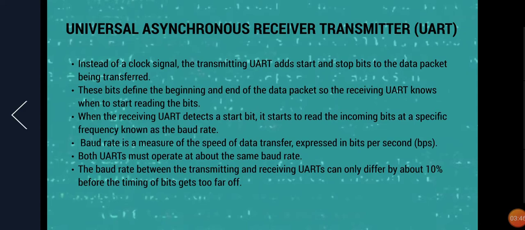These bits define the beginning and end of the data packet, so the receiving UART knows when to start and stop. When the receiving UART detects a start bit, it starts to read the incoming bits at a specific frequency known as baud rate. Baud rate is a measure of speed of data transfer expressed in bits per second. Both UARTs must operate at about the same baud rate, that is receiving and sending UARTs. The baud rate between the transmitting and receiving UARTs can only differ by about 10% before timing of bits gets too far off.